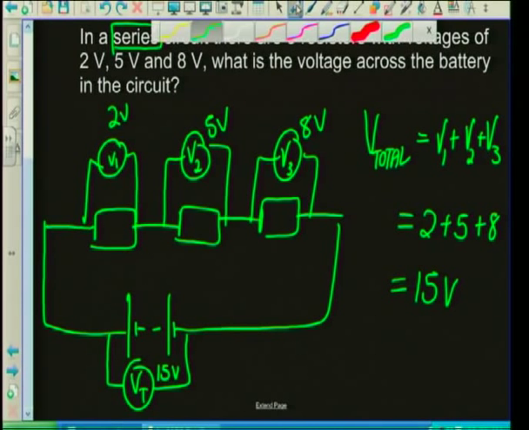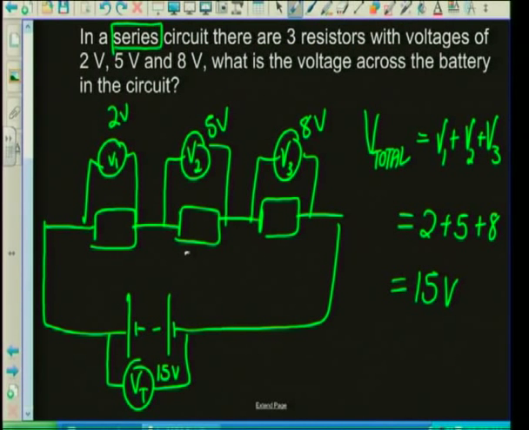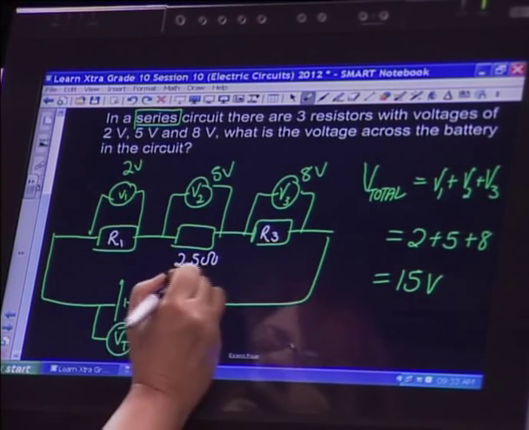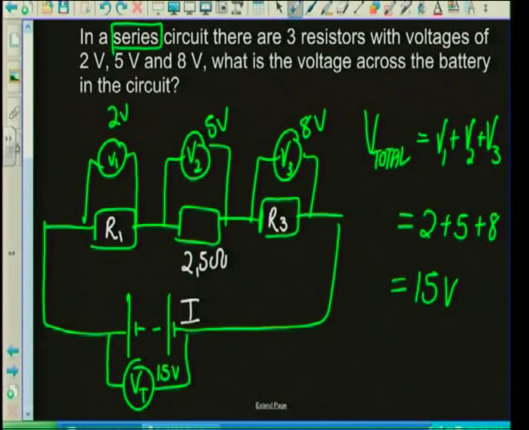Okay, now, let's mush this up a little bit, okay? We're going to add a little bit of extra question to this. I'm going to tell you that the resistance of my second resistor over here is 2.5 ohms. From that small piece of information, I want to know what R1 is, and I want to know what R3 is, and I want to know what the current through the circuit is. We're going to calculate 3 things, and I've only added 1 extra piece of information. Let's call this R2.